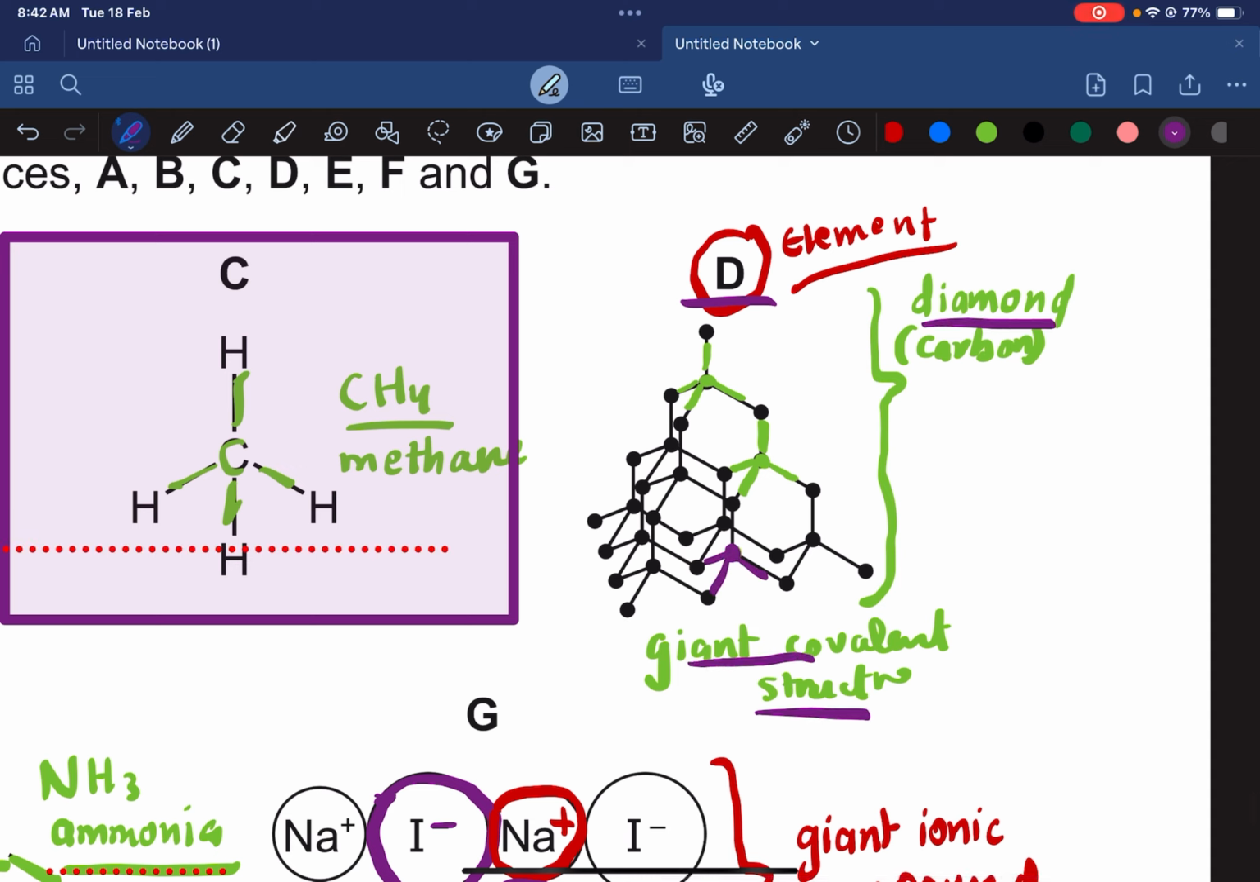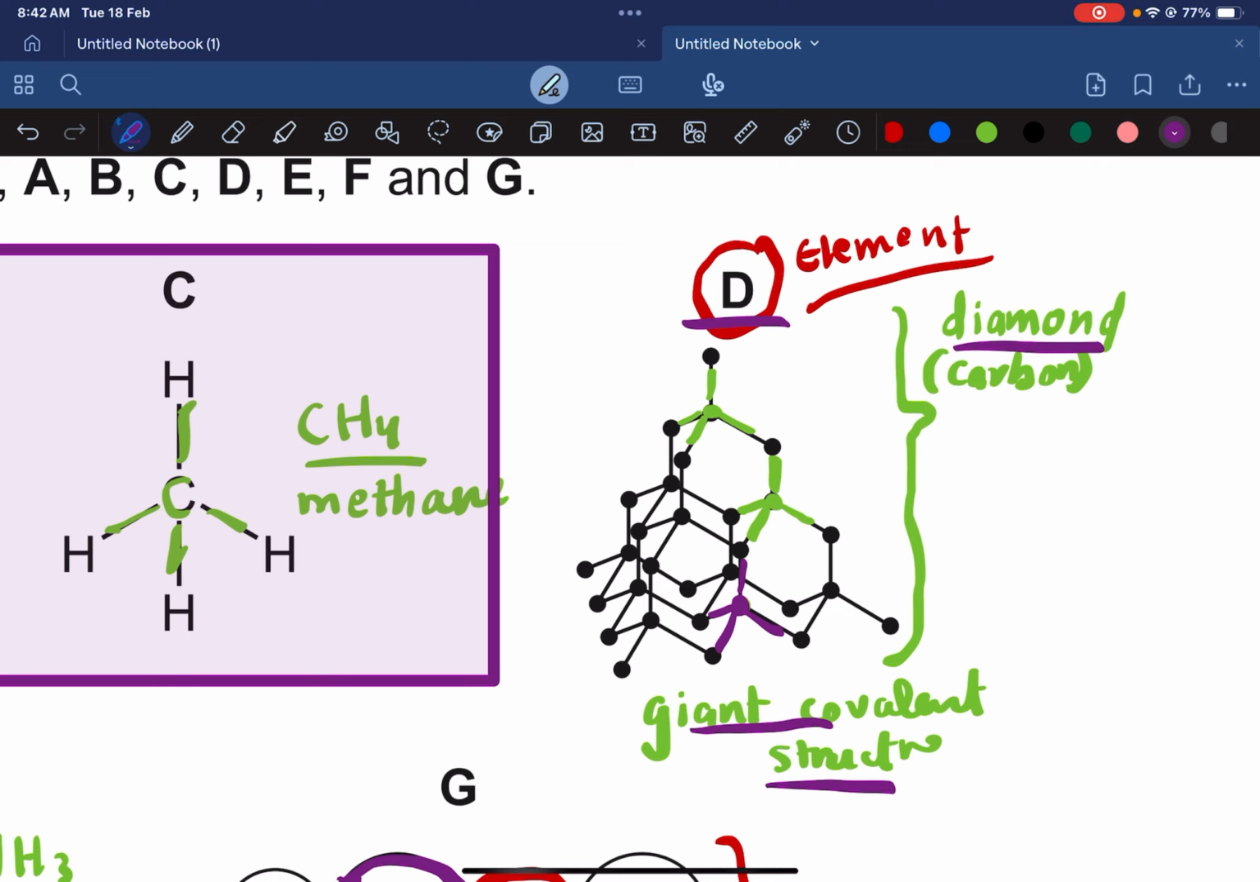Okay, next we have a compound that has a high melting point. Not boiling point, only high melting point. You might think that D is a compound with a high melting point. Well, that's correct. It has a high melting point, but it's not a compound. Look, diamond is only made up of carbon, and carbon is an element. It cannot be a compound. It has a high melting and boiling point, above 3000 degrees Celsius. But the thing is that it's not a compound, it's an element.